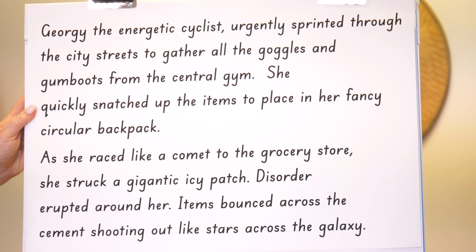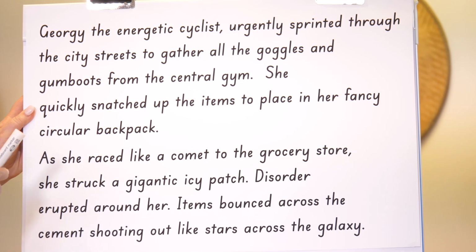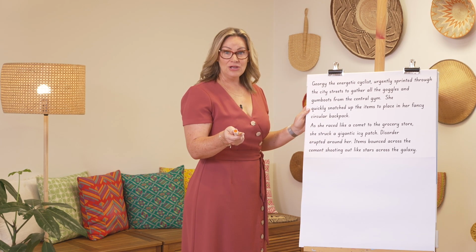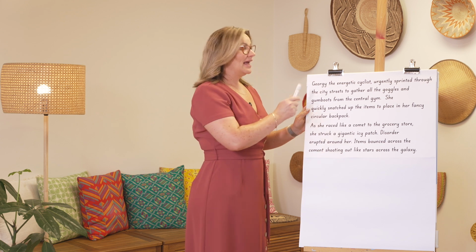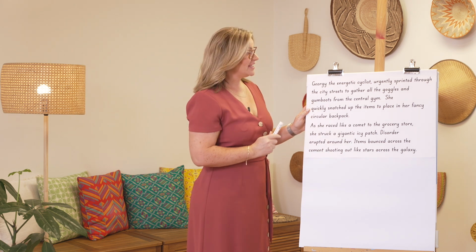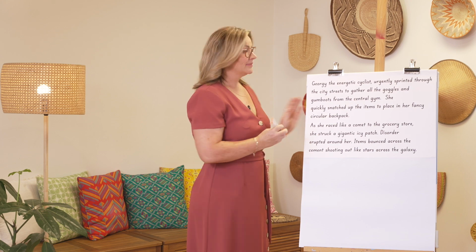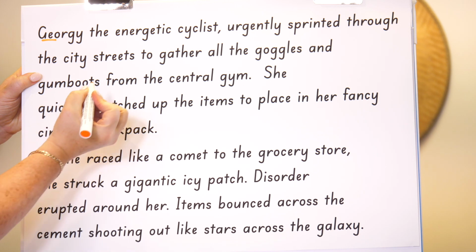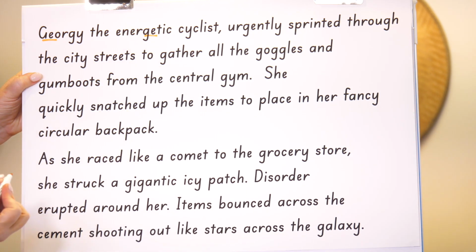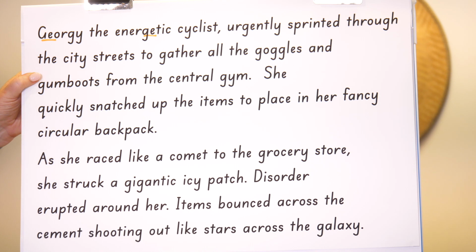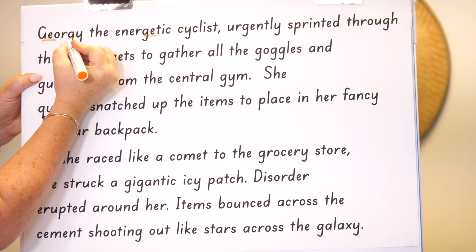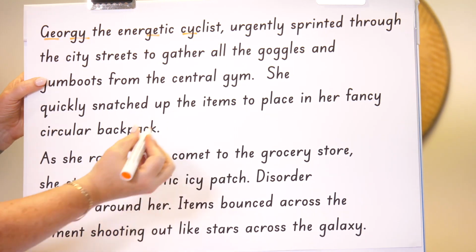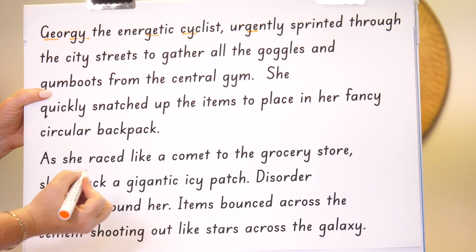Georgie, the energetic cyclist, urgently sprinted through. How many did you find? Remember, you can always pause and have a look with eager eyes to find those spelling patterns. Here we go. J for Georgie. J in energetic. There is 2 in the word Georgie. Look at this. Georgie. Cyclist. Urgently.